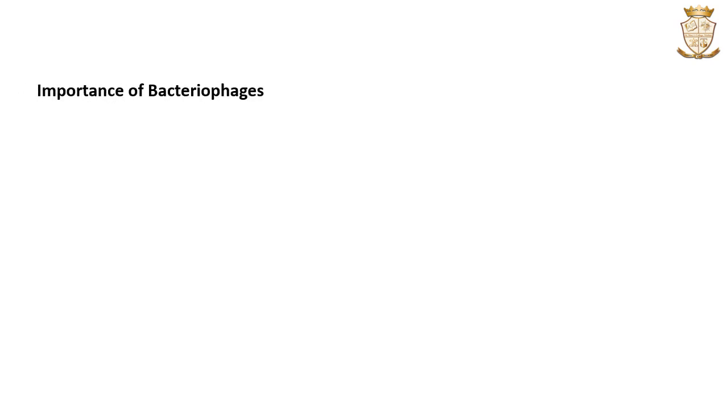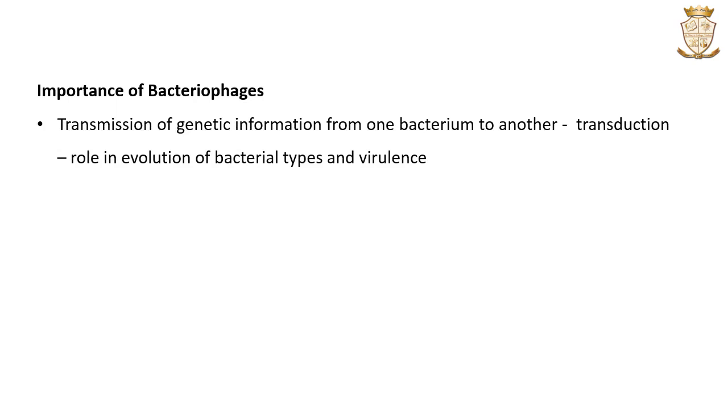So we were discussing the morphological types and replication of bacteriophages. Now let us look into the importance of bacteriophages. They play an important role in the transmission of genetic information from one bacterium to another, that is horizontal gene transfer by the process of transduction, and they play a role in the evolution of bacterial types and virulence. They have a role in the control of bacterial populations in natural waters.